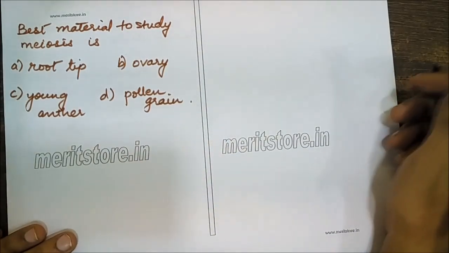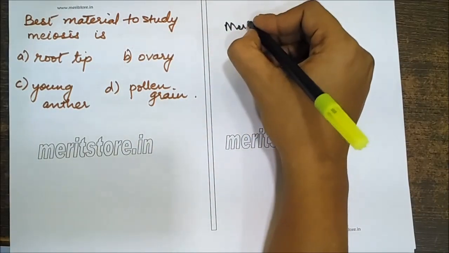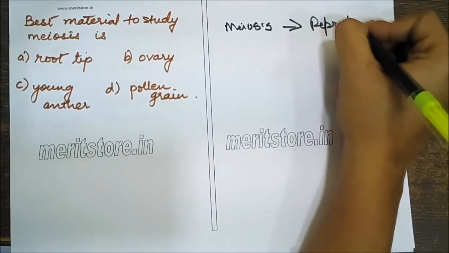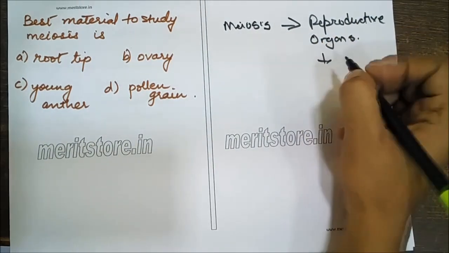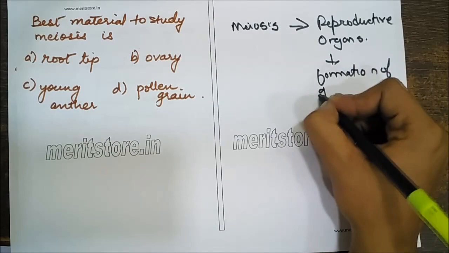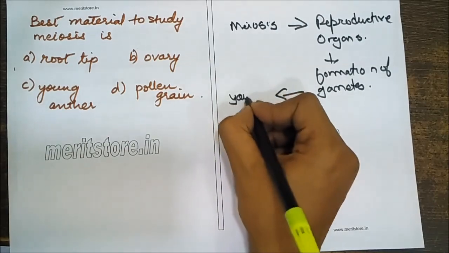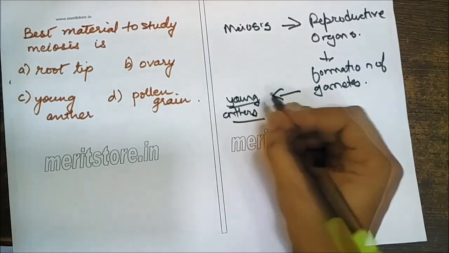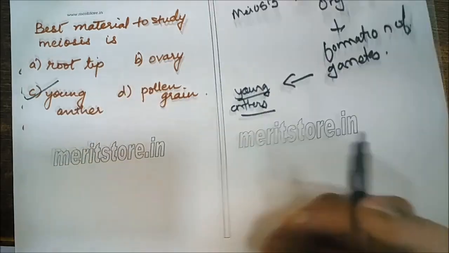The best method to study meiosis is, see, meiosis occurs in reproductive organs, which is leading to the formation of gametes. Hence, young anthers, these are the best to study meiosis. Okay, so young anther would be best to study meiosis.